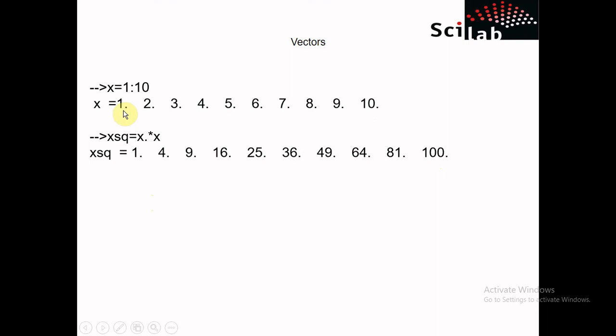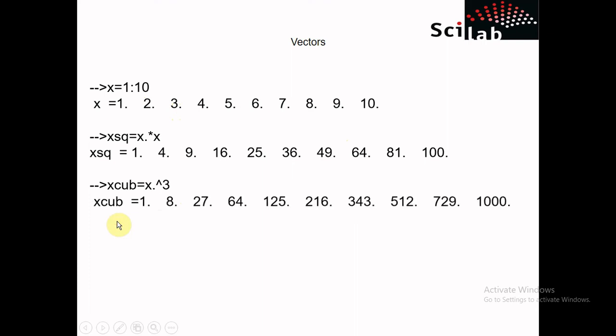Now suppose I ask you to cube each and every element of this x vector. I think you can do it. How can it be done? By making use of this operator. Again we have to make use of this dot cap 3. It will compute the cube of each and every element of the vector x. So things are simple and no programming is needed. You have to simply make use of this operator dot star or dot cap for the square or for the cube.